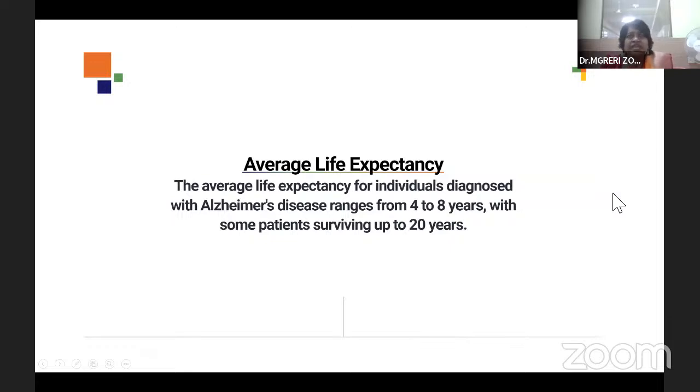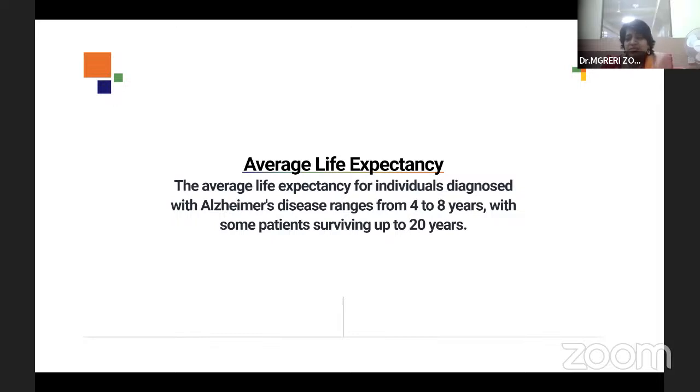So once I get Alzheimer's, what is my average life expectancy? For individuals, it is said to be 4 to 8 years after diagnosis. But it is not always like that. People can survive for up to more than 20 years after they are diagnosed with Alzheimer's.